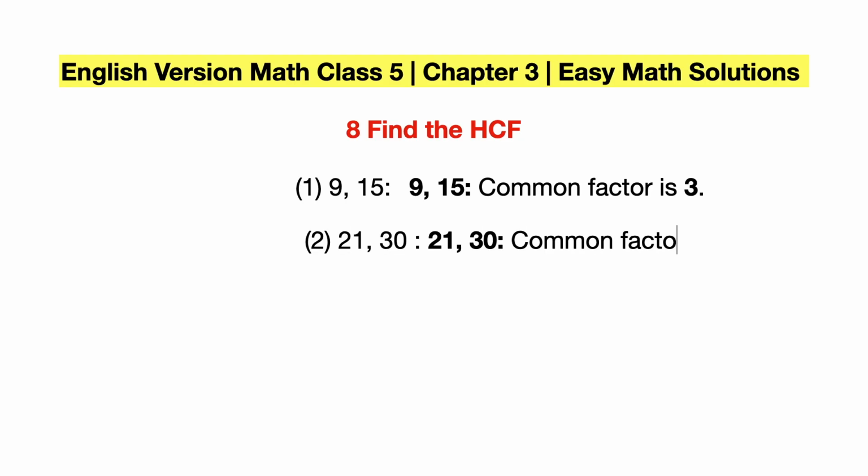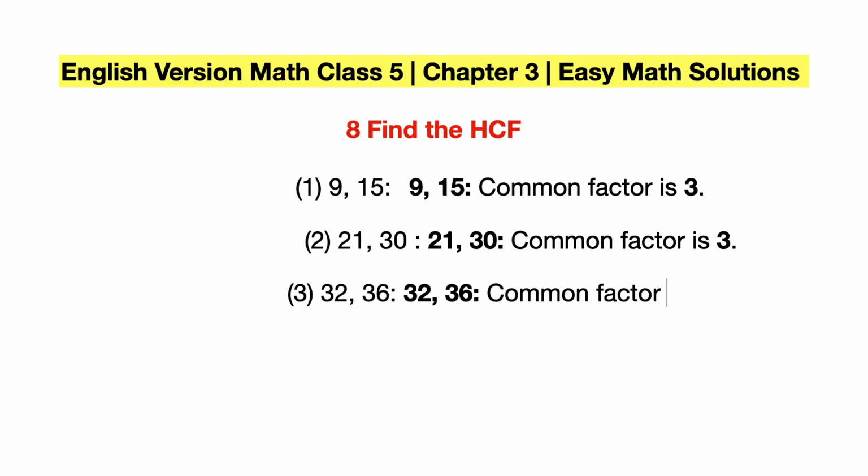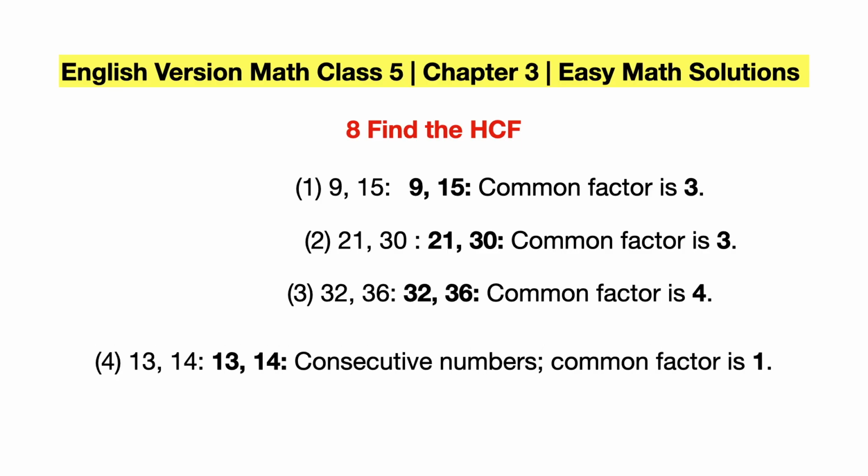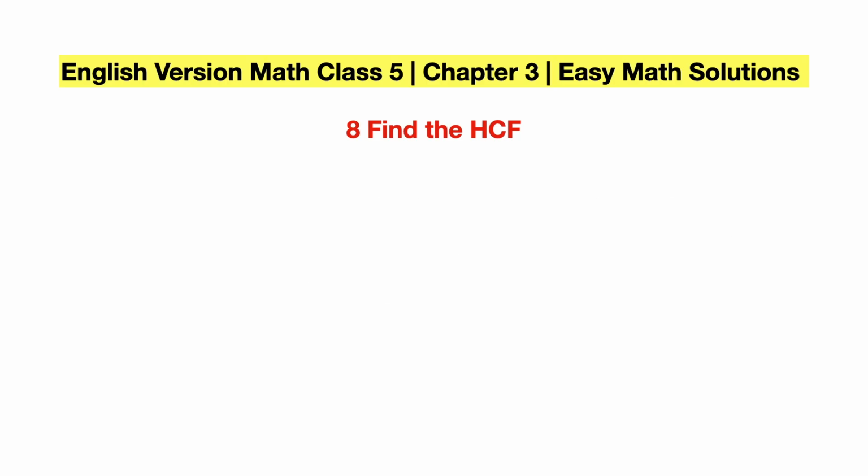Number 2: 9, 21 and 30. The common factor is 3. You can divide all of them by 3. Number 3: 32 and 36. The common factor is 4, because you can divide both of them by 4. Number 4: 13 and 14. The common factor is 1, because you cannot divide them by any other number.